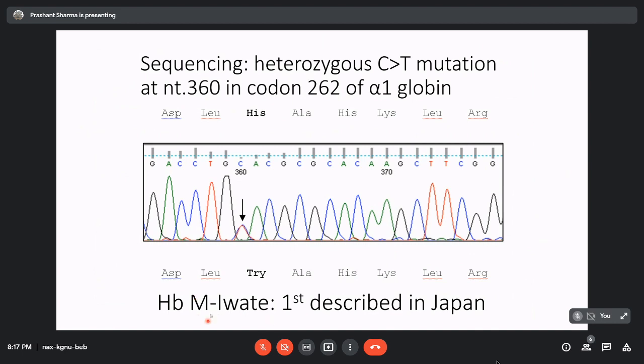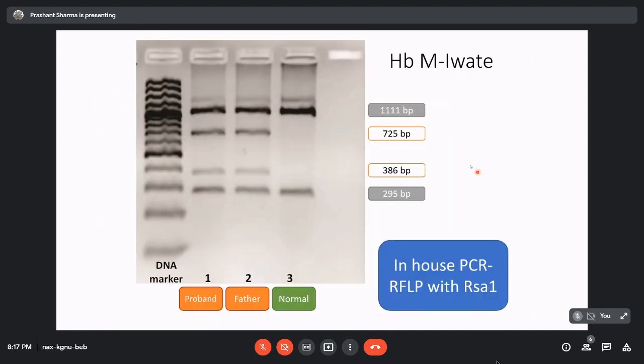Hemoglobin M's are called methemoglobinemic variants, and hemoglobin M Iwate, it's a bit of a misnomer, but Iwate is named after the prefecture in Japan where it was first found. So you can confirm hemoglobin M Iwate.